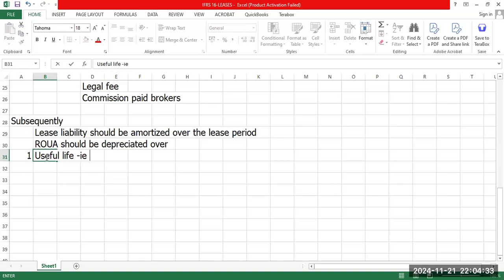That is, if the lease contains a purchase option, or at the end of the lease there is transfer of ownership.